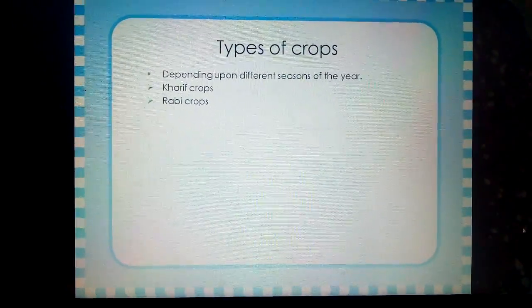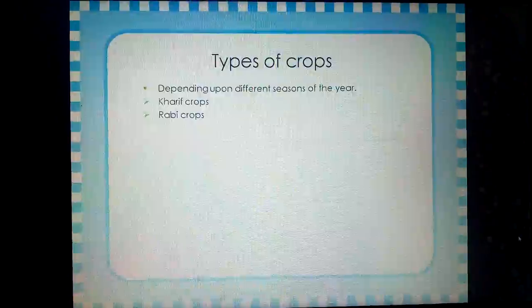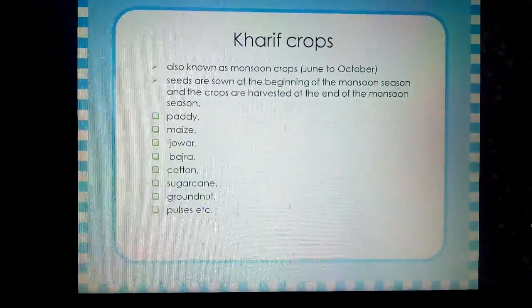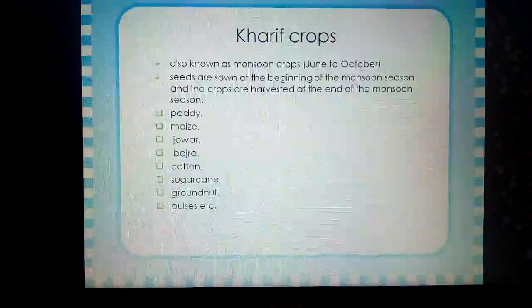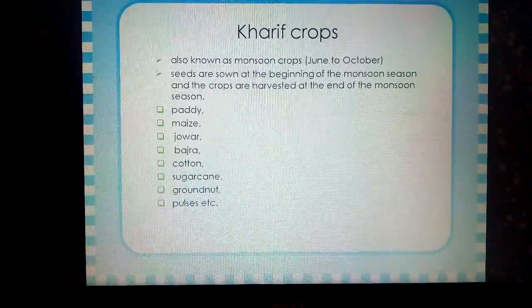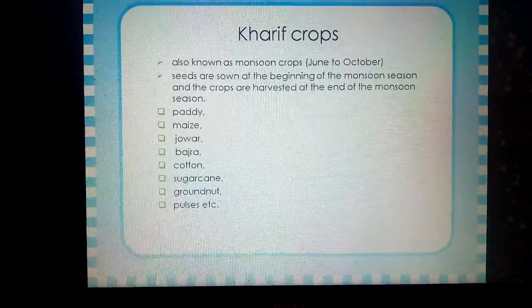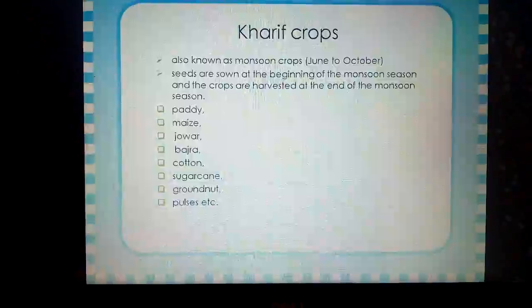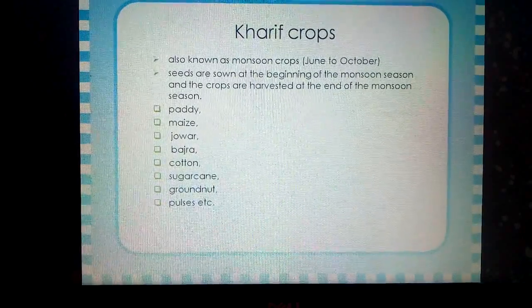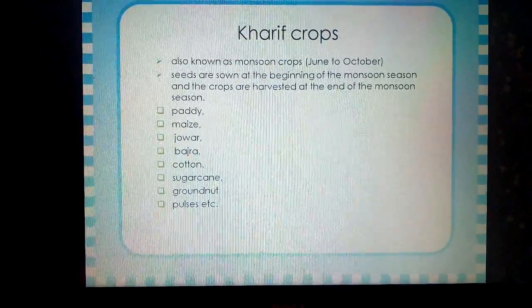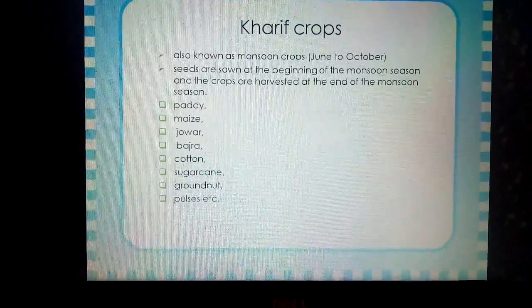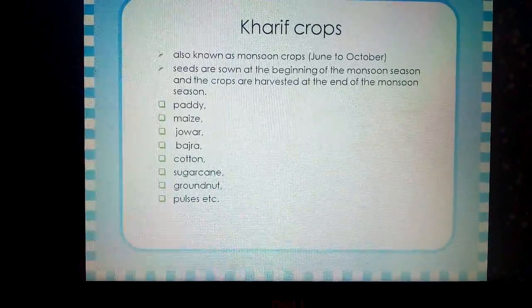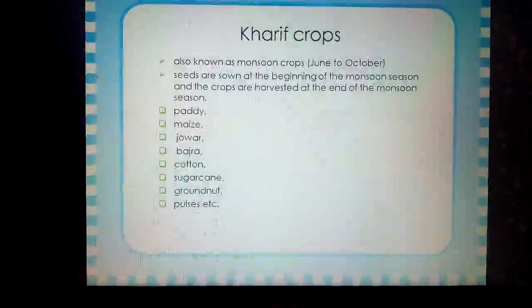Now, first we will discuss kharif crops. Kharif crops are also known as monsoon crops. That means they are grown between June to October. As we are familiar with the term monsoon, this is related to our rainy season. So these kharif crops are dependent upon the rain.